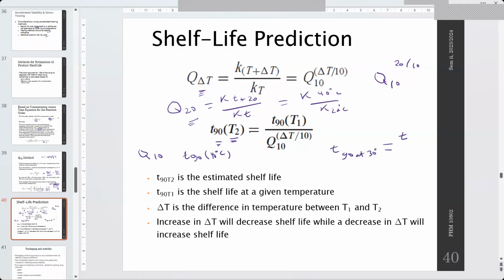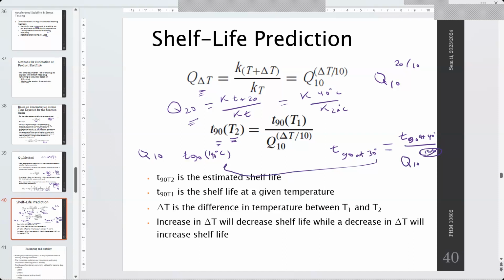You substitute the time for degradation up to 90%, means degradation of 10% of the drug, at the 40 degrees divided by the Q10 value to the power. What is the difference between 40 and 30? The difference between them is 10 degrees, right? So to the power 10 divided by 10 means to the power 1. This is cancelled, the power 1. So it is divided by Q10.